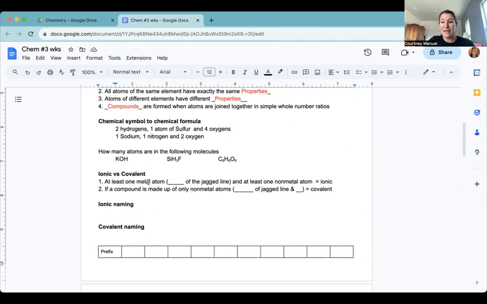Chemical symbol to a chemical formula. This says 2 hydrogens, 1 atom of sulfur, and 4 oxygens. So it says 1 atom of sulfur. We're assuming it's also 2 atoms of hydrogen and 4 atoms of oxygen. The first thing you might have to do is use your periodic table. I actually don't have one here. I'm going to pause. I'll get one for us.